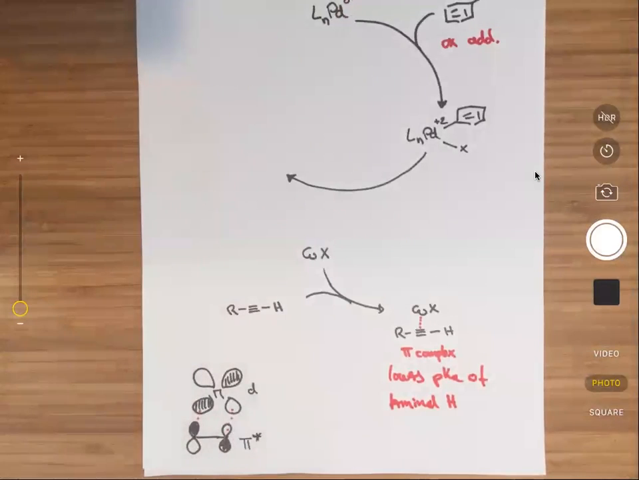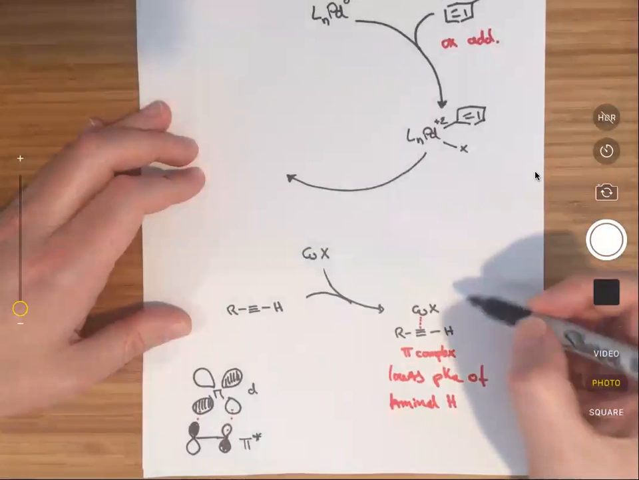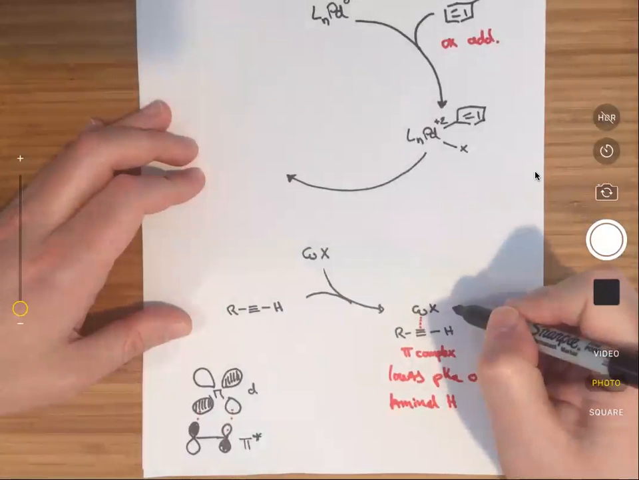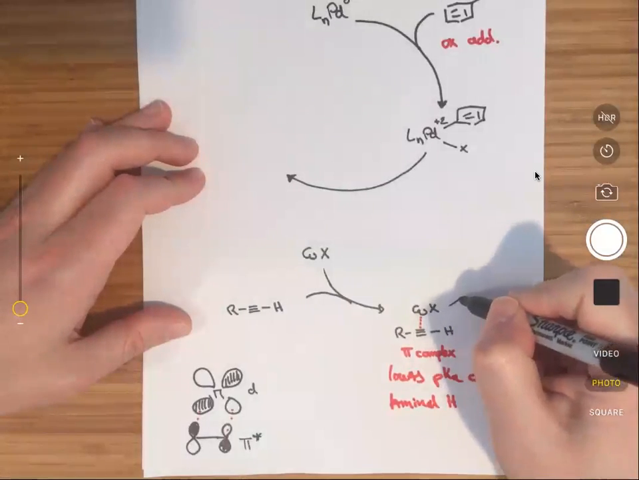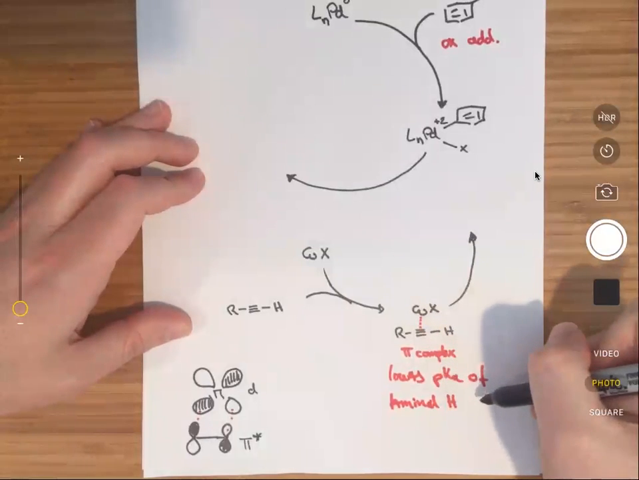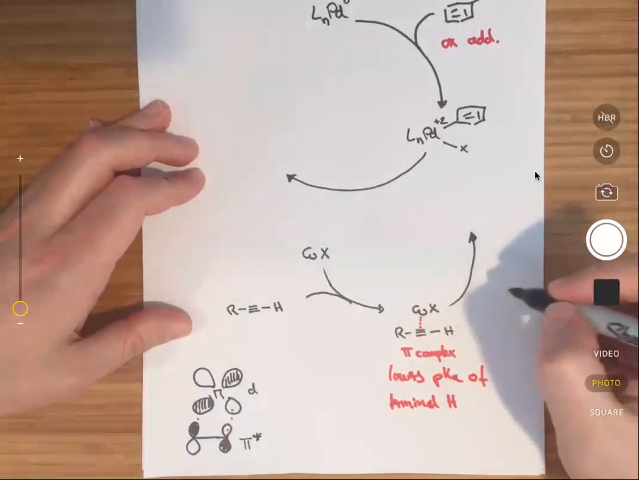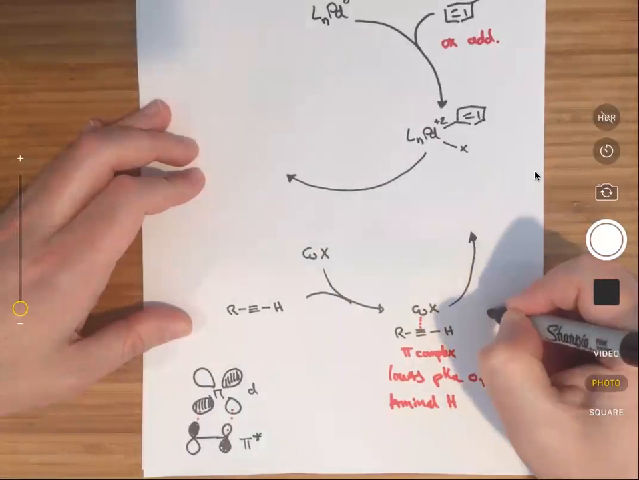Okay, great. So it lowers the pKa of the terminal hydrogen, and that's essentially what we are after. That's why we needed the copper in the first place here. Now, at the next stage, you take advantage of this lower pKa by abstracting, or deprotonating, this proton. And that's where you essentially need the base in this reaction.